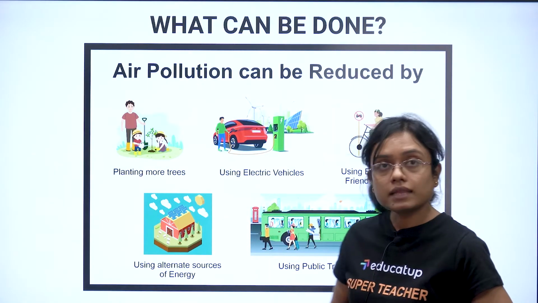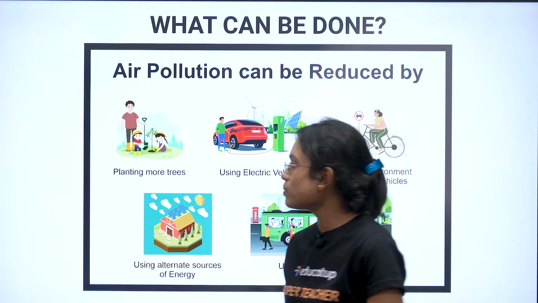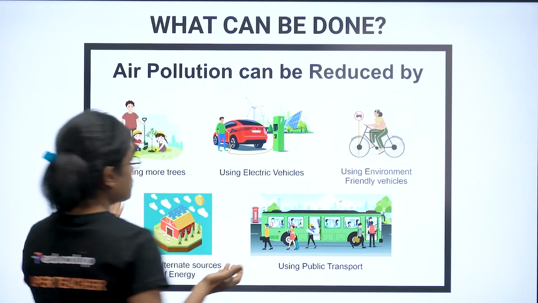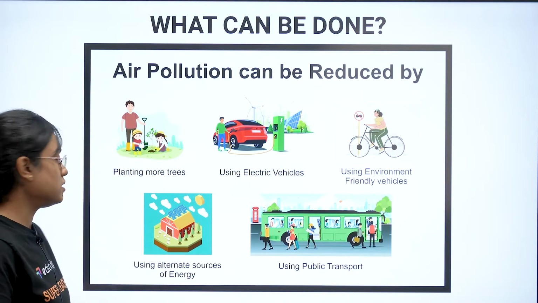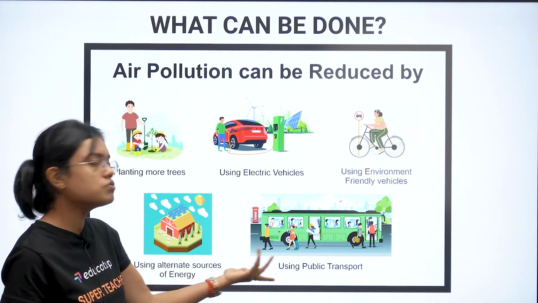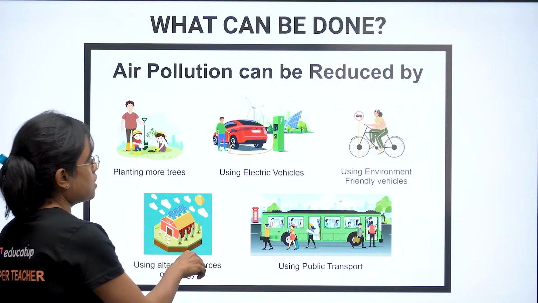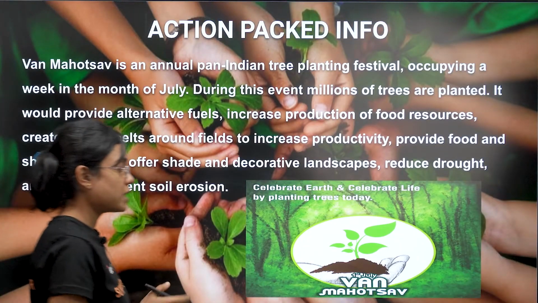Now what can be done? Air pollution can be reduced by planting more trees, using electric vehicles, using environment-friendly vehicles, using alternate sources of energy, and using public transport, pooling of buses, cars, everything. Some action-packed info for you.